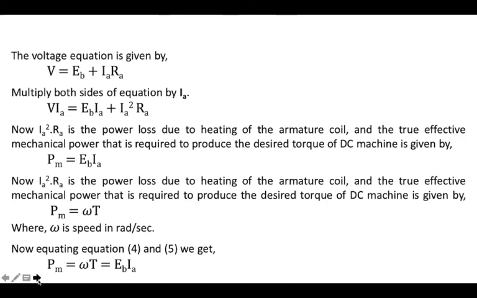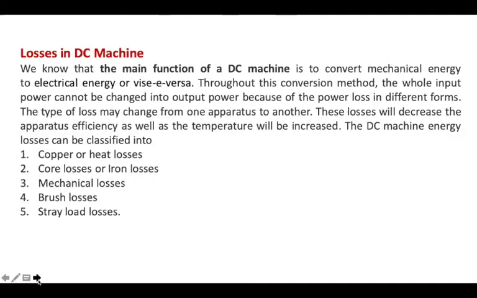So you can see that the electrical power is the input power, and EbIa is the mechanical power plus the copper losses in the given armature. So the mechanical power developed will be after the losses are consumed. So the mechanical power will be lesser than the electrical power practically, and these are the losses.